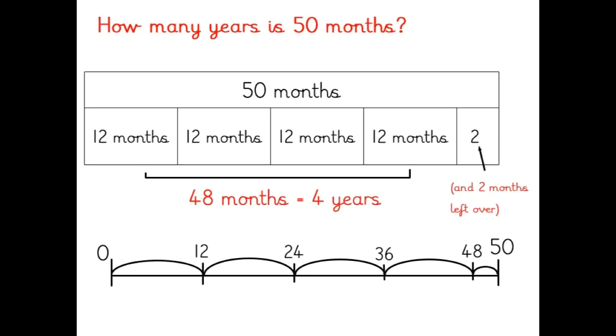Now you might get a slightly trickier question such as this one. How many years is 50 months? So we need to work out how many lots of 12 months we can fit into 50. So I've put in my bar model that I can put 4 lots of 12 months, because that's 48 months, which is the same as 4 years, but I'll also then have 2 months left over. I can also put this on a number line, again jumping up in 12s until I can't go any further. I have to stop at 48, which is in the 12 times tables, and then I'll have those 2 months left over. So the answer is 4 years and 2 months.